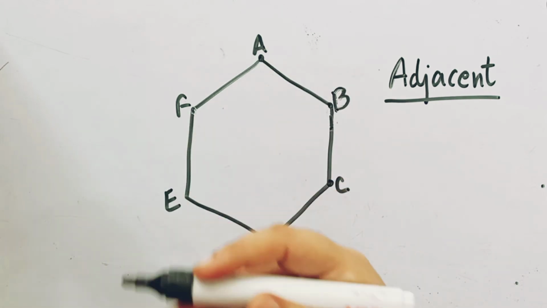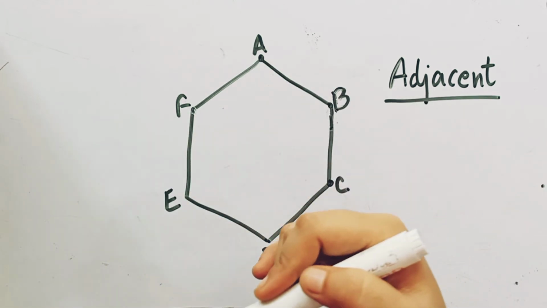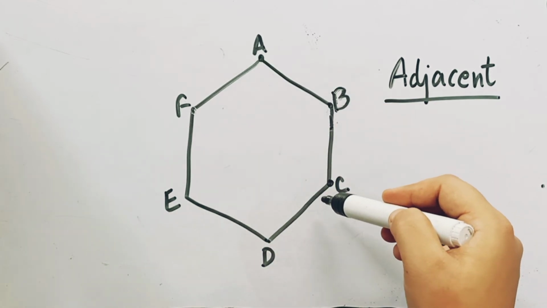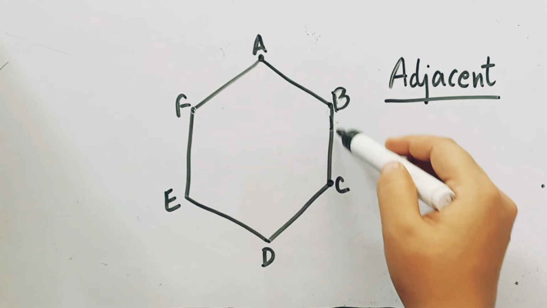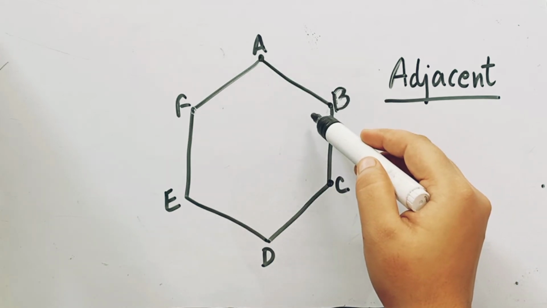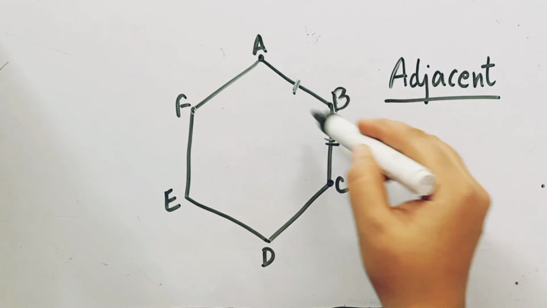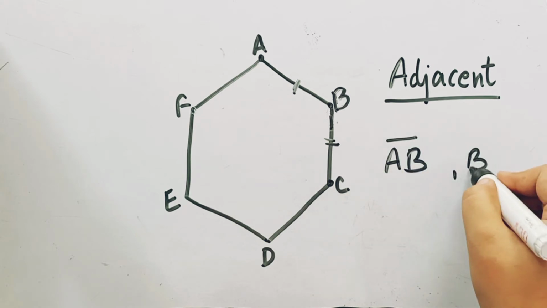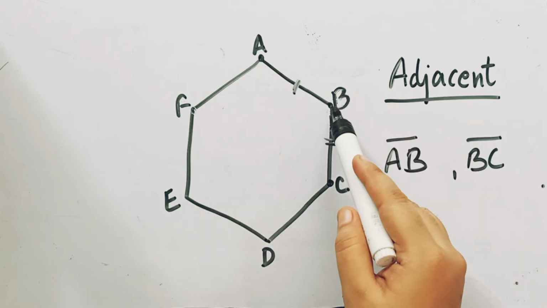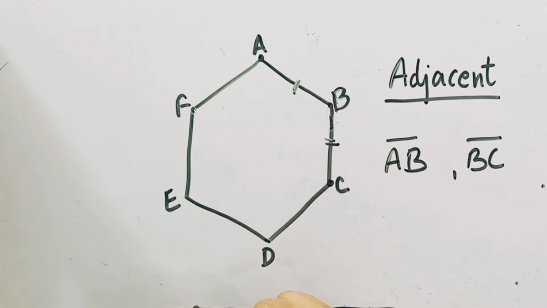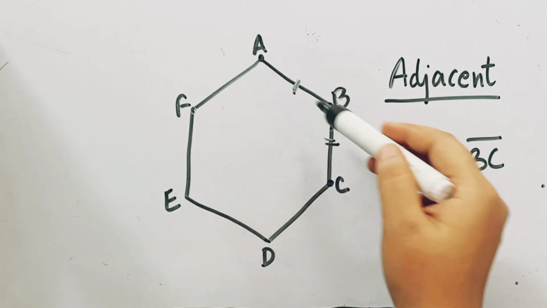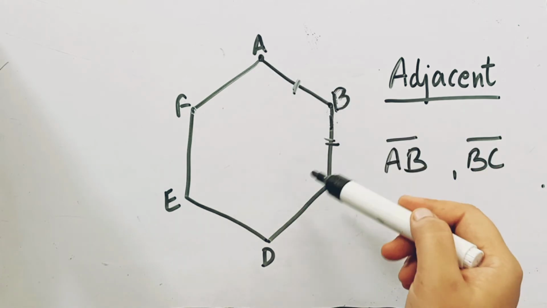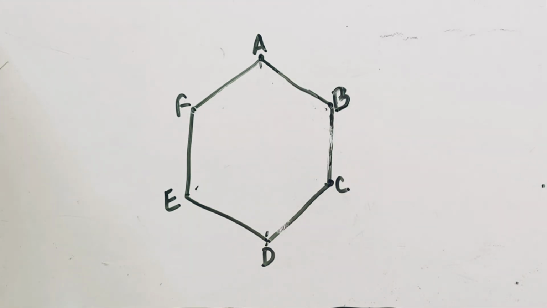In the same way, if we see the sides, what are the adjacent sides? The sides which are side by side to each other, or we can say the sides which have a common vertex, are called adjacent sides. Like in this case, side AB and side BC are adjacent to each other as they have B as a common vertex. So adjacent can mean adjacent vertices like A, B or B, C, or adjacent sides like side AB, side BC.